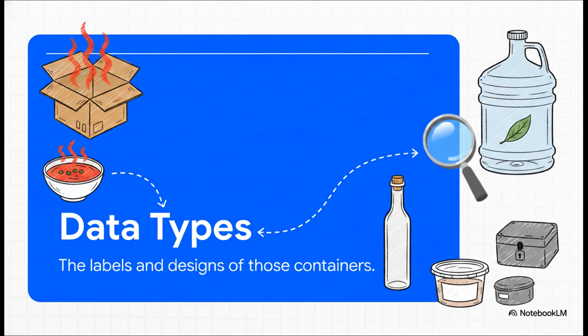Now, here is where data types come into play. Data types are the specific labels and the structural designs of those containers. Just like you wouldn't store piping hot soup in a flimsy cardboard box or a single dry bay leaf in a massive 5-gallon jug, different programming data requires specifically designed containers to actually function properly.